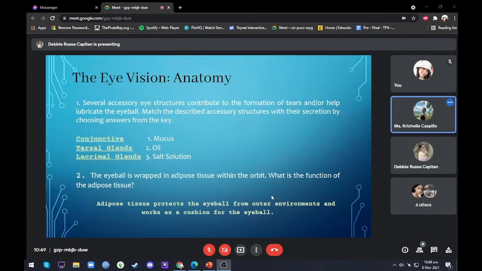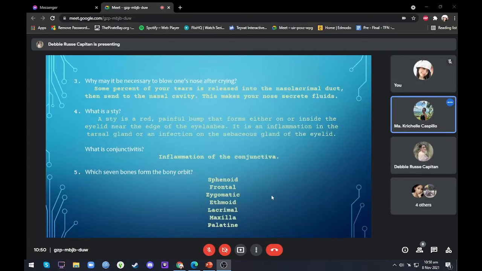Number 2, the eyeball is wrapped in adipose tissue within the orbit. What is the function of the adipose tissue? Our answer is adipose tissue protects the eyeball from outer environments and works as a cushion for the eyeball. Next, why may it be necessary to blow one's nose after crying? Our answer is some percent of your tears is released into the nasal lacrimal duct, then sent to the nasal cavity. This makes your nose secrete fluids.